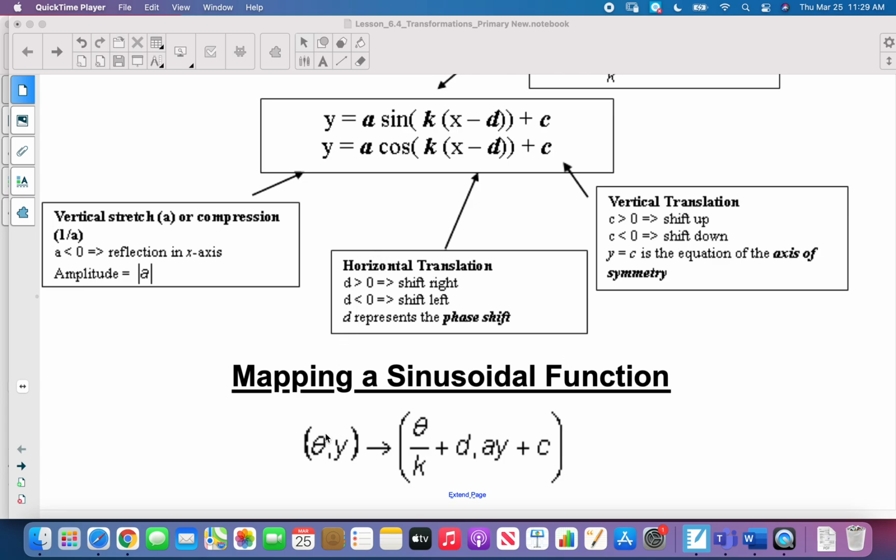When mapping a sinusoidal function, the pre-image function, if it has theta comma y as its coordinates, then to map the changes, you do theta divided by k plus d for the changes that happened horizontally, and a times y plus c for the vertical changes that have happened.